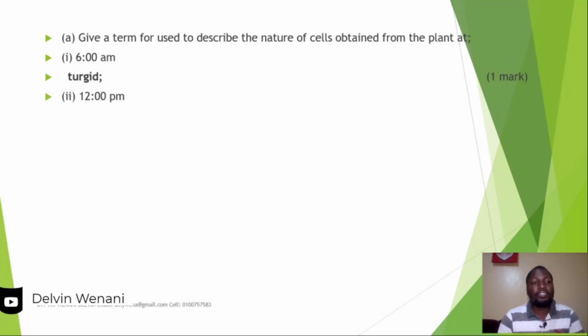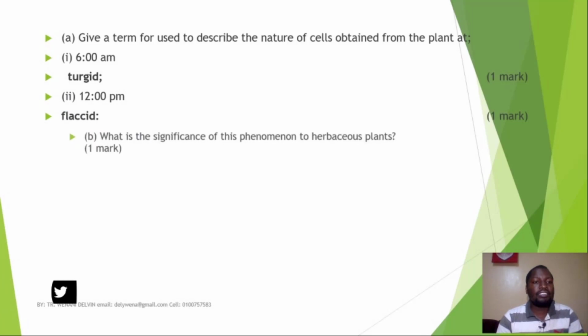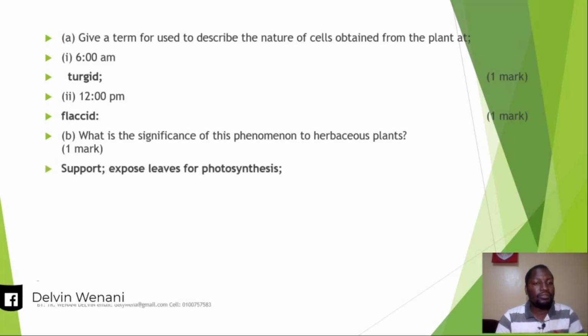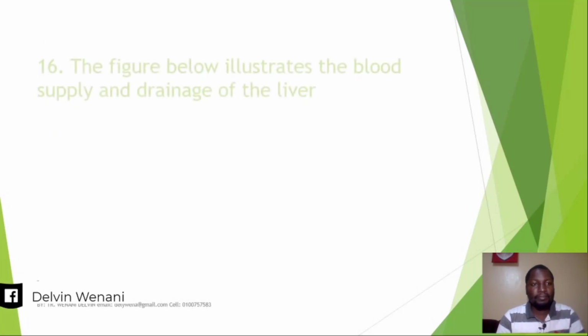Then at 12, it is what? Flaccid. Now, what is the significance of this phenomenon to herbaceous plants? The phenomenon of turgidity and flaccidness. So this one gives support to the plant, thus exposing the leaves for photosynthesis.